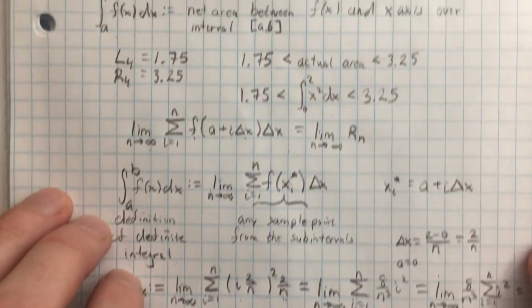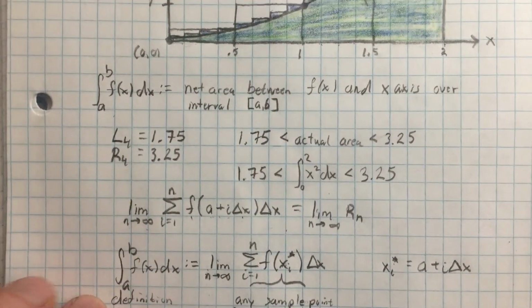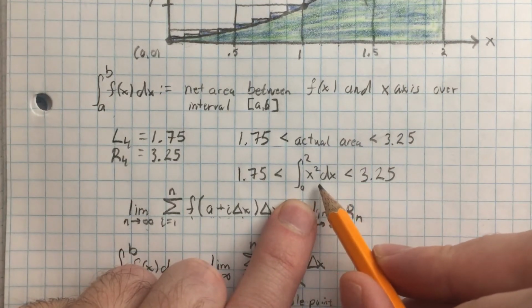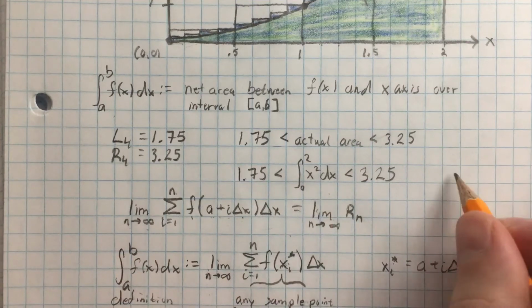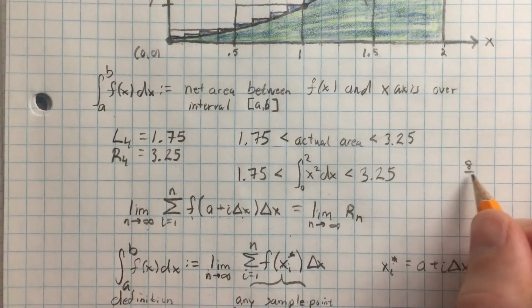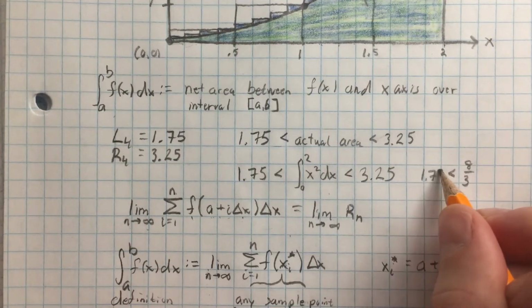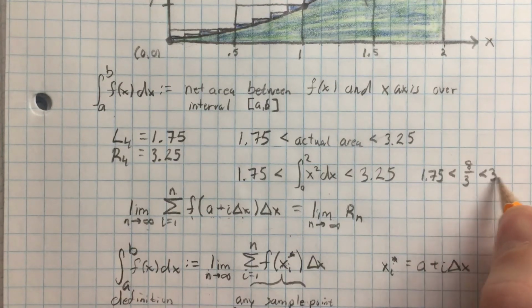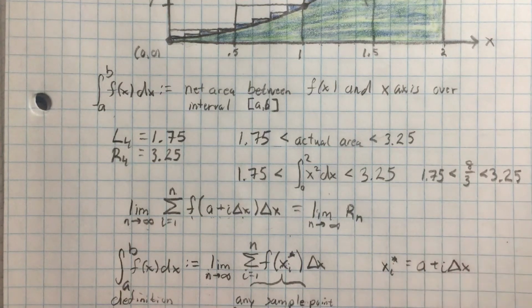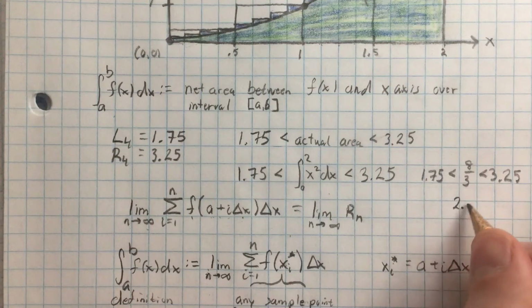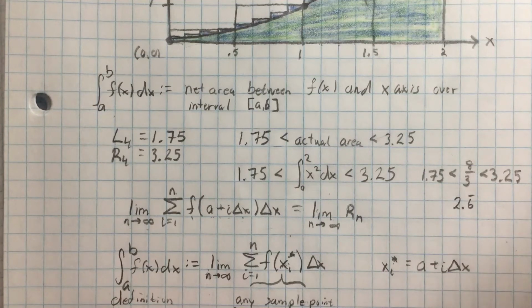So we see that 8/3 is exactly what we expected, right? If this is the actual area of 8/3 now, 8/3 does fall out between 1.75 and 3.25. Because 8/3, I guess, is like 2.6 with the line over, right? It's 2 2/3.